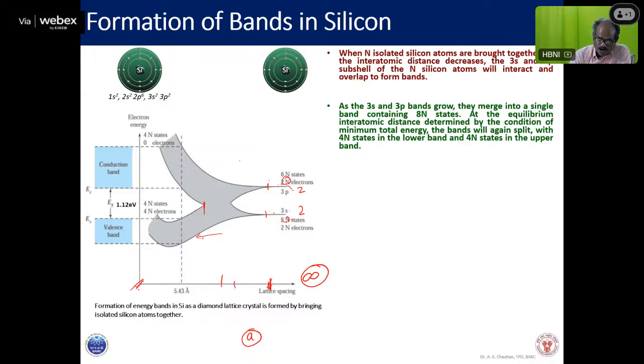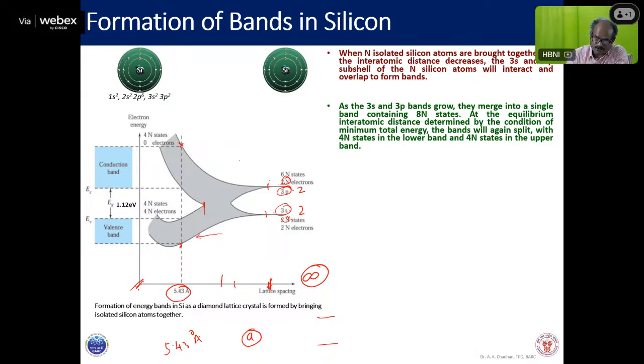So now I directly come to this point, which is the actual, real point for silicon, where the interatomic distance is 5.43 angstrom. At this point, the silicon atoms which had the 3s energy level and the 3p energy level, the 3s and 3p energy levels will be discrete here.